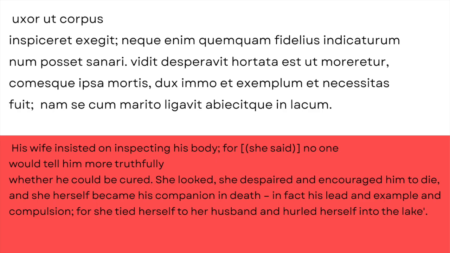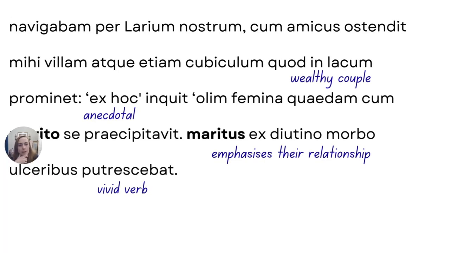So, grammar and vocab we know. Let's have a look at effects. This seems to be quite a wealthy couple. They live on the lake. They're not named as part of high society. It's quite anecdotal because here we have some dialogue. We have Pliny's friend telling him this story, so it's like a bit of an urban legend. We have marito and maritus to emphasise their relationship, so they're always referred to as husband and wife. No one knows their names.